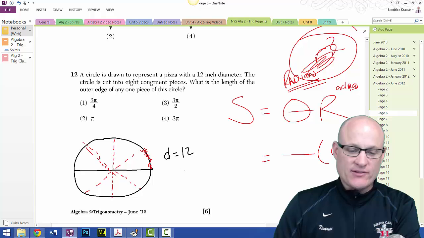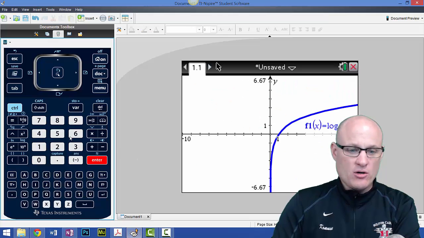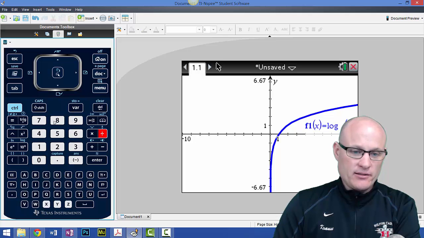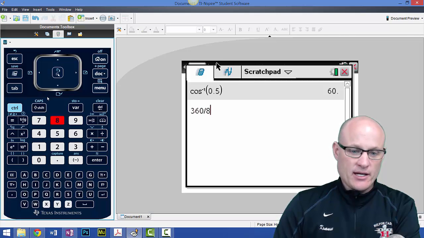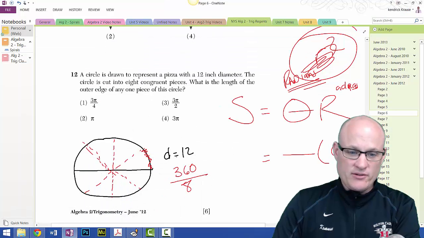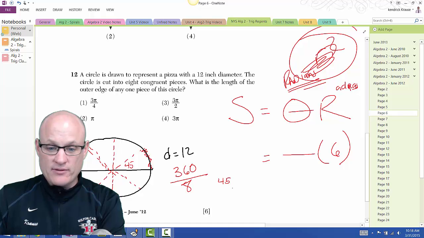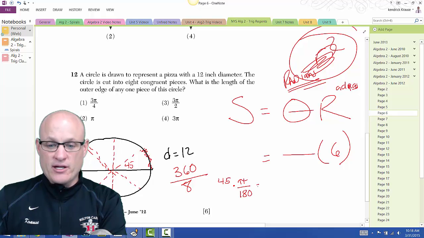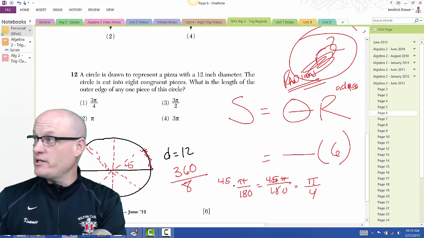So I can do a couple things. I can take 360 degrees and divide it by 8. This is the hard way to do this. In my calculator, 360 divided by 8 equals 45 degrees. So each of these is 45 degrees. Then I'll convert it to radians by multiplying by pi over 180. I get 45 pi over 180, and then I reduce that and get pi over 4. Can I show you an easier way to do this problem?